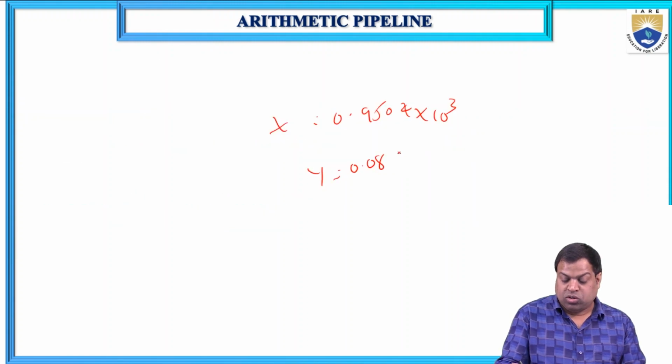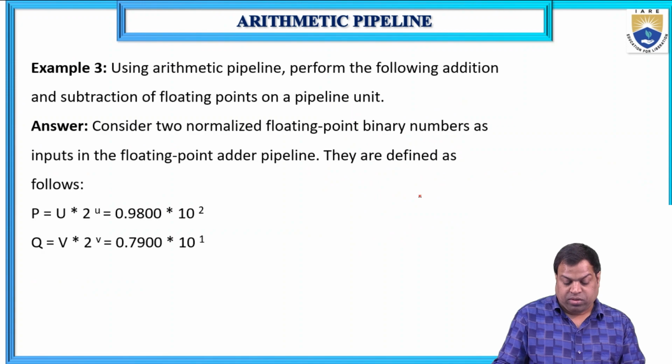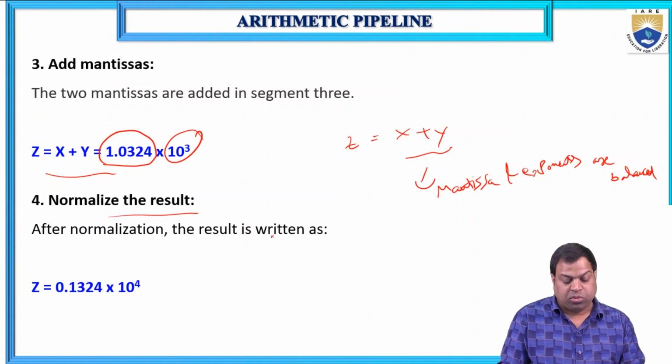Zero point zero eight two double zero into 10 cube. Now 1 2 3 4 digits, 1 2 3 4. 4 2 5 plus 8 13 9 plus 5. 1.03241. 1.0324 into 10 cube, and again normalize the result.